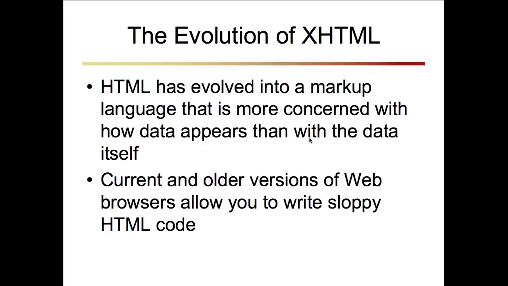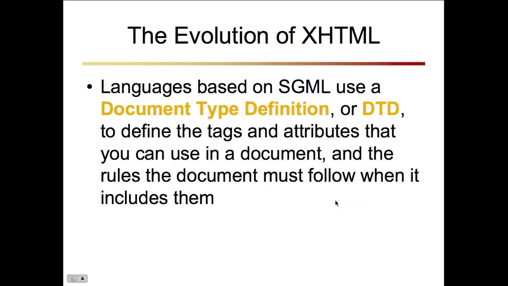It has evolved as a markup language. Currently, the older versions of the browsers allow you to write sloppy HTML code. So I'm calling it sloppy. That's probably not the technical term for it, but it is sloppy. So it's just whatever you want it to write. And then we have the evolution of XHTML. So XML plus HTML gives us XHTML.